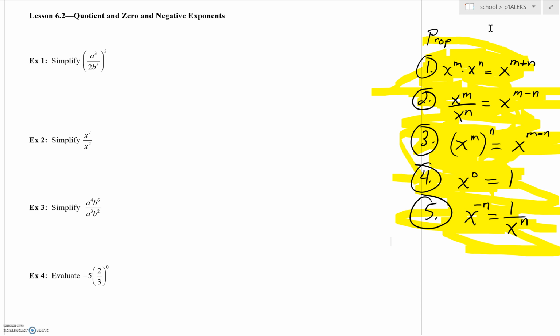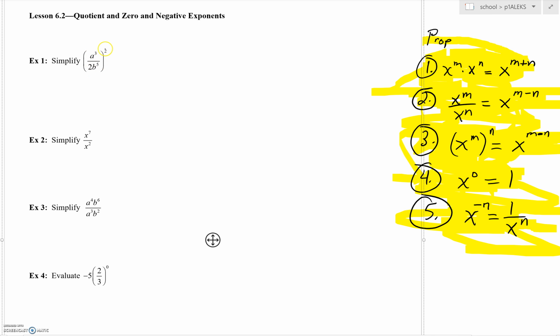Powers to powers are more powerful. We multiply them together. Number 4, x to the 0, that's just a 1. And then finally, for property number 5, x to the negative n. Negative exponents, you bring that down. You'll say 1 over x to the n. Another way we can look at this is to say that a negative power changes the floor a term lives on. Take a look at example 1 with us, though.